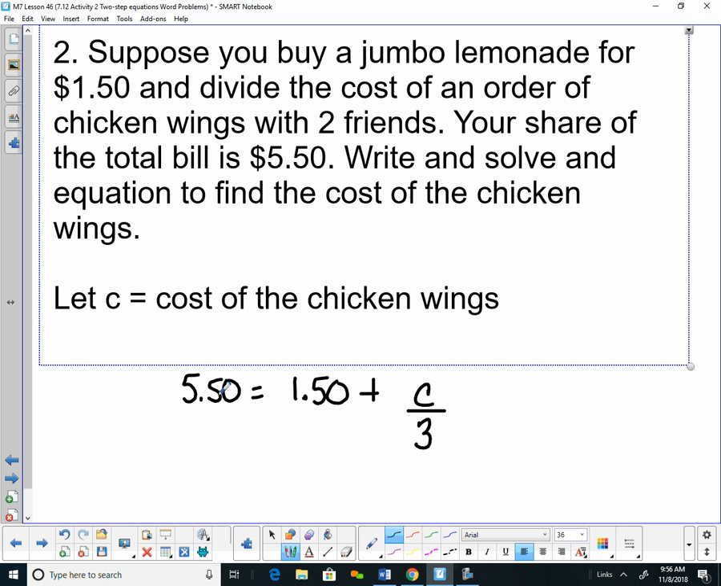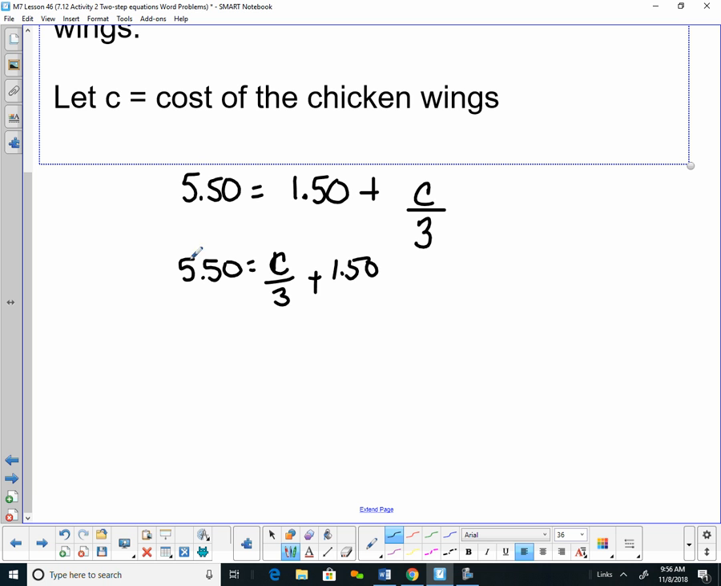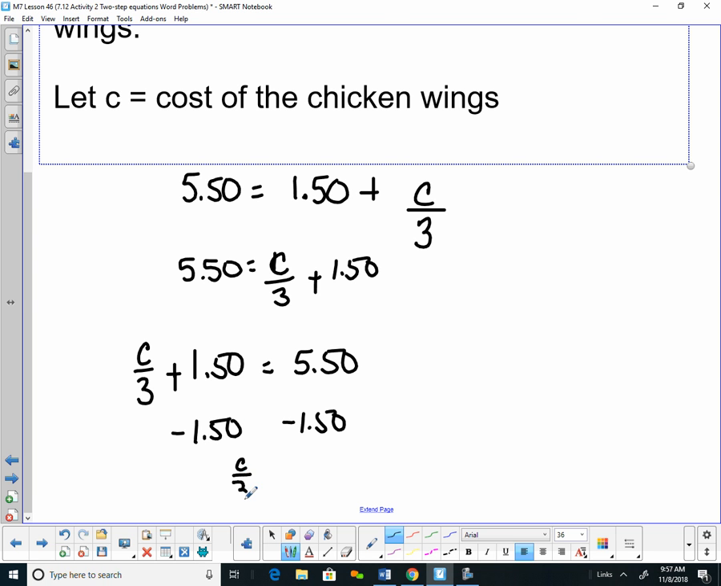Now to solve, I probably want to rewrite this. So I'm going to put 5.50 is equal to C over 3 plus $1.50. That's using the commutative property. I'm just going to change this around so I have C on the other side. So all I've done was make it look different here. Now I'm going to get rid of the $1.50. I'm going to get rid of my divide by 3 by multiplying, and I get C is equal to 12.